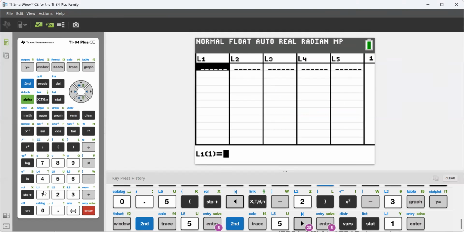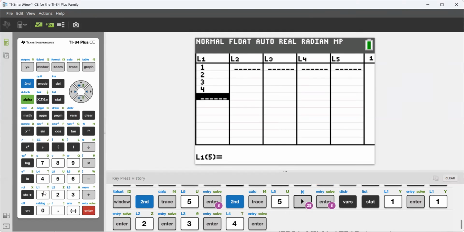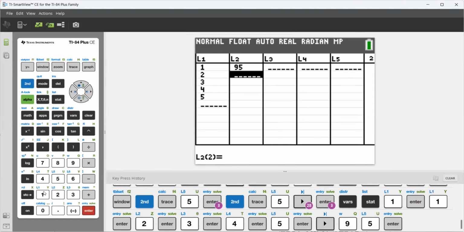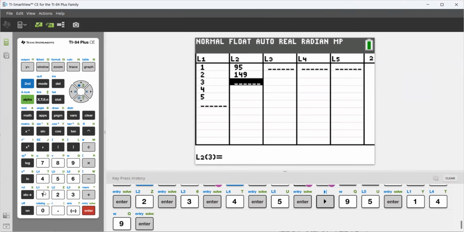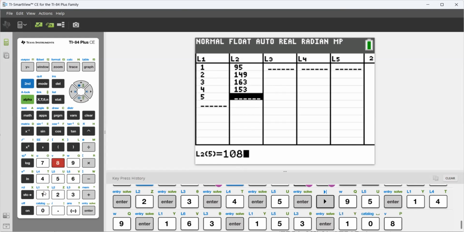Okay, let's see. 1, enter. 2, enter. 3, enter. 4, enter. And these are from the table. And I have 95, enter. 149, enter. 163, enter. 153, enter. 108, enter. Okay. Now I have this. So I'm done with my table.